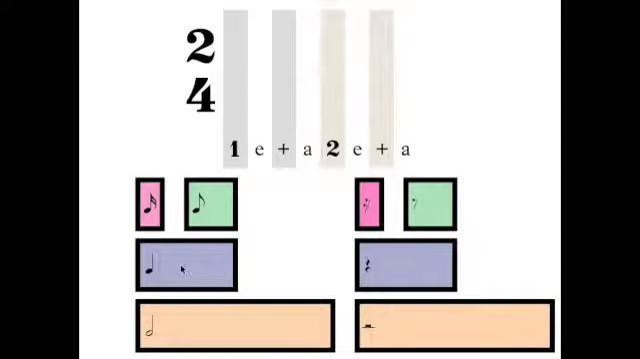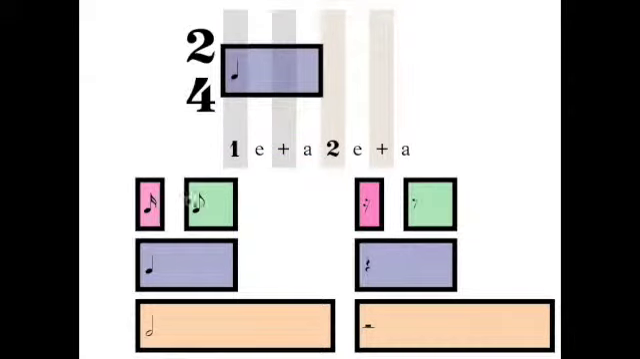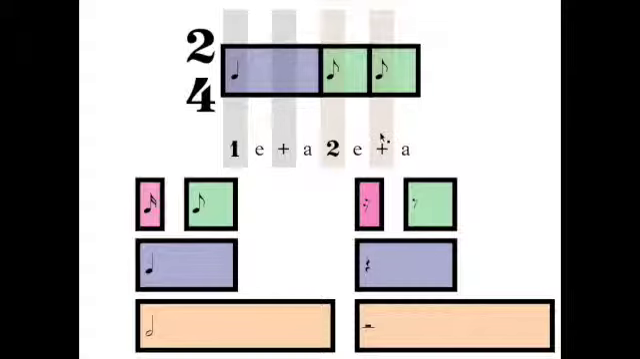So if I put some notes up here, we can see that I have a note beginning at the beginning of the first beat, at the beginning of the second beat, and also a note that begins on the second half of the second beat, which we will call the and of 2.